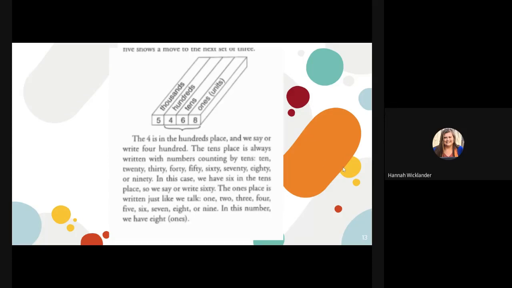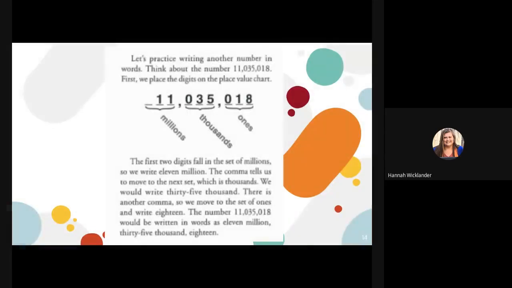The tens place is always written with numbers, counting by tens. So 10, 20, 30, 40, 50, 60, 70, 80, and 90. In this case, we have 6 in the tens place, so we write 60. The ones place is written just like we talk. 1, 2, 3, 4, 5, 6, 7, 8, or 9. So we have an 8, so we will write the number 8. So let's practice writing another number in words.